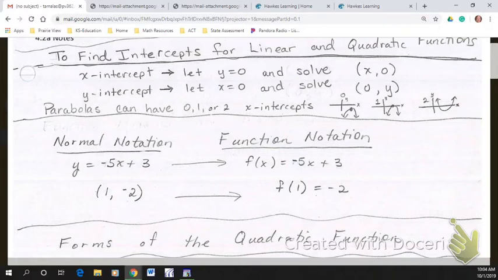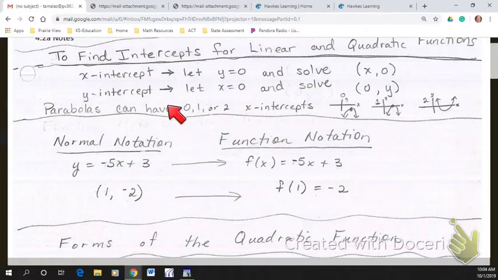an x-intercept, then you should let what be 0? If you want to know an x-intercept, you let y be 0. That doesn't matter if you're talking about a parabola, a reciprocal, any type of function. If you want to know the x-intercept, you simply need to let the y be 0 and then solve for x. And then vice versa for the y-intercept. If you want to know a y-intercept, then just let x be 0.